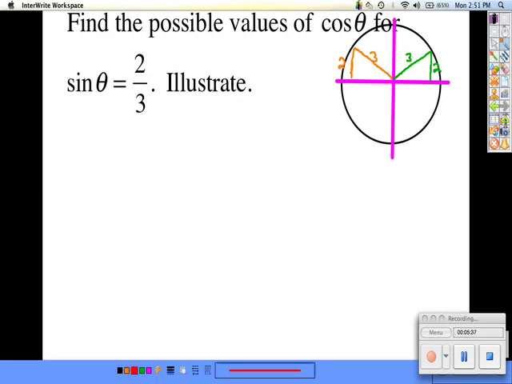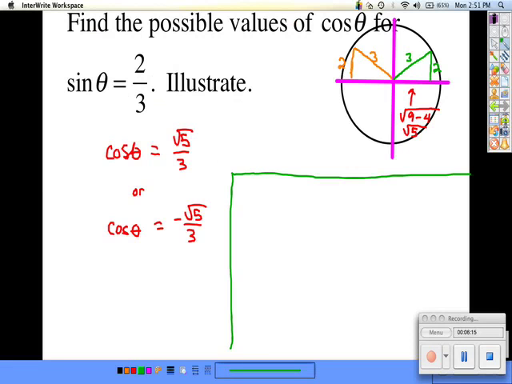The difference here is the adjacent side. And we can use the Pythagorean theorem to find that. The square root of 9 minus 4, in other words, the square root of 5. So using SOHCAHTOA, the cosine of theta either is going to be the square root of 5 over 3, or the cosine of theta will be negative square root of 5 over 3. That's one way to solve this graphically.